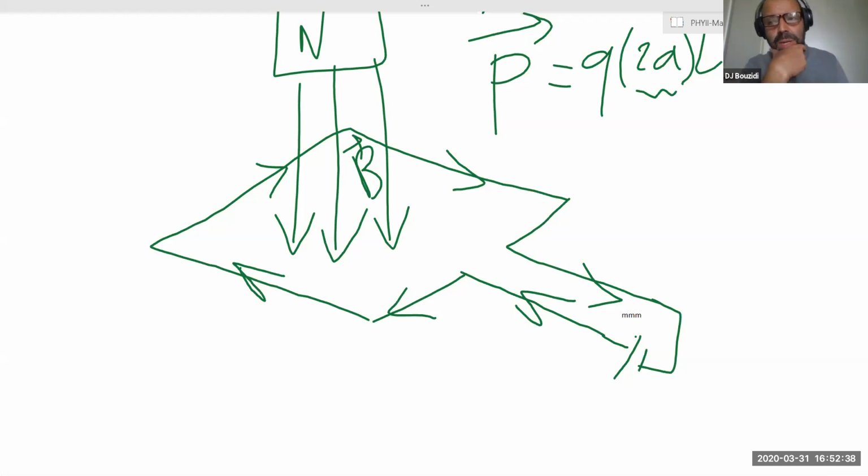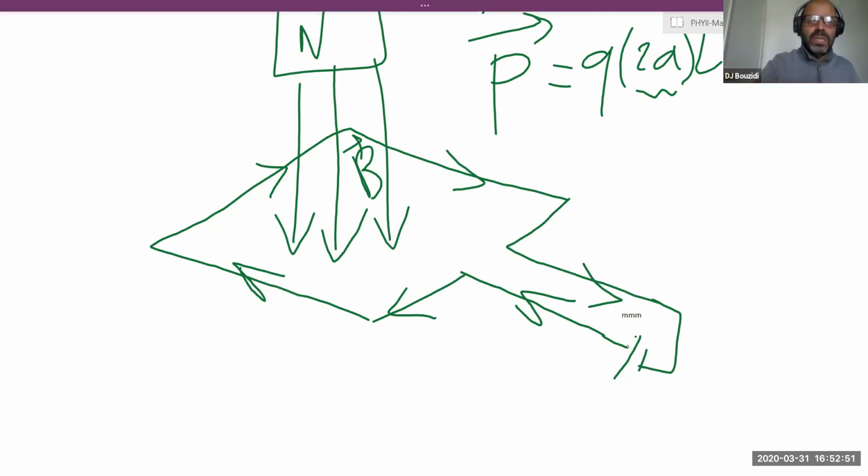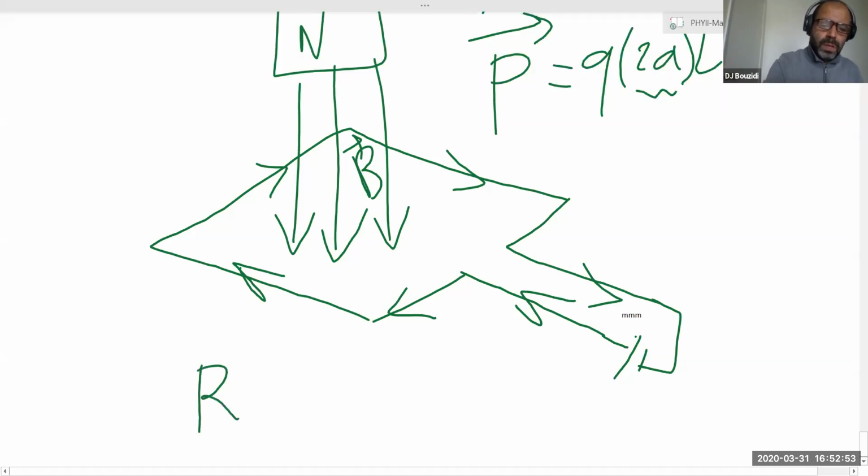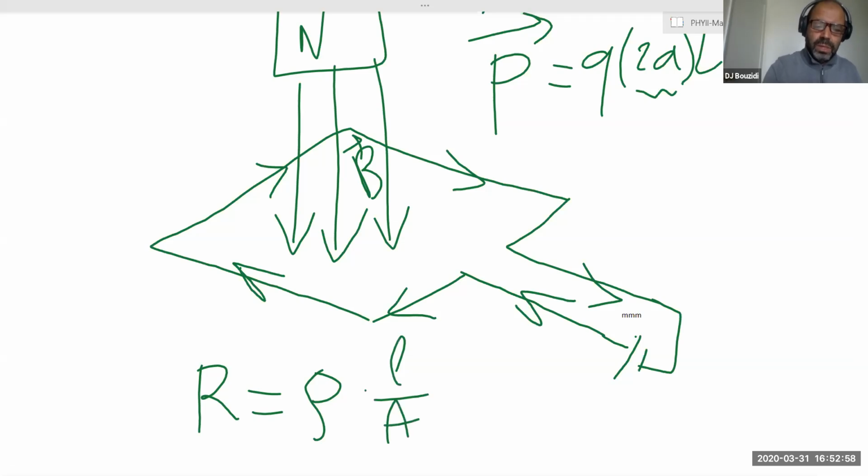Obviously, if you do it this way in practice, you're going to burn something. You're going to start smelling things. If this wire is superconducting, it has a very low resistance. But when you run it several times, you can find this resistance. Actually, remember the resistance of a conductor is still given by rho times what? L over A, okay?